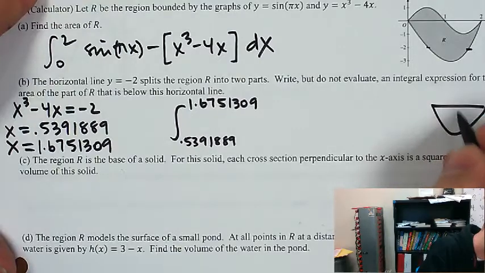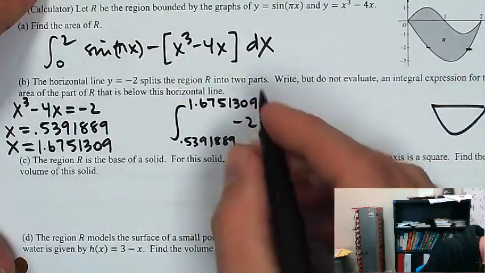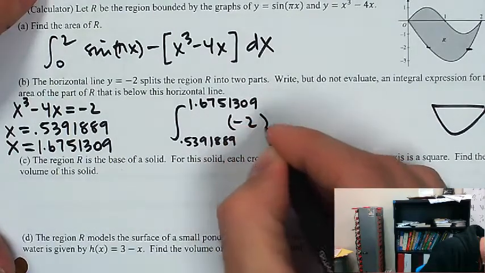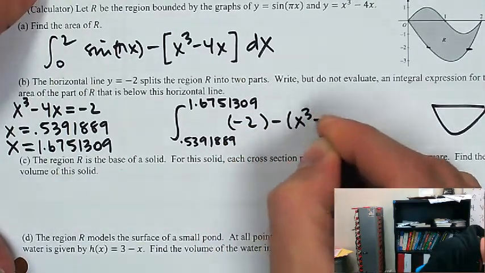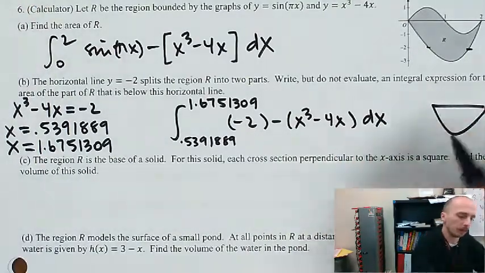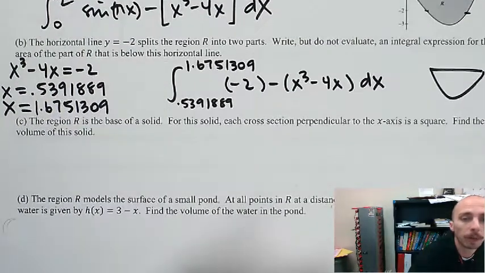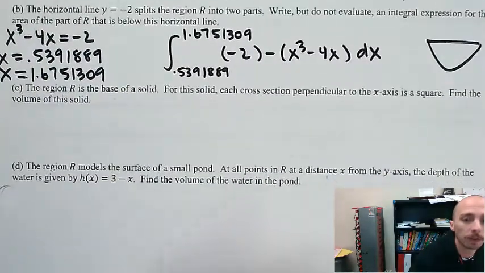So on top, I have y equals negative 2. And on bottom, I have x to the third minus 4x. And that's going to be the amount of area underneath that horizontal line that's still in the shaded region. Right. Now R is the base of a solid. For this solid, each cross-section perpendicular to the x-axis is a square.